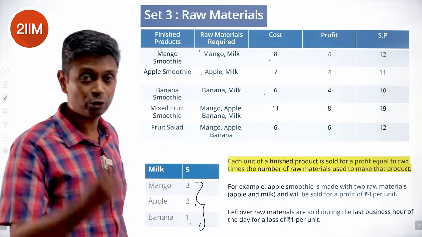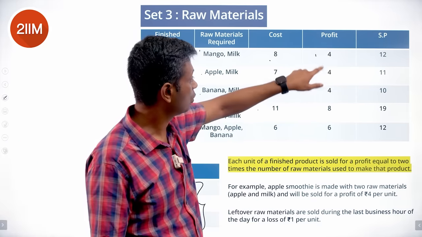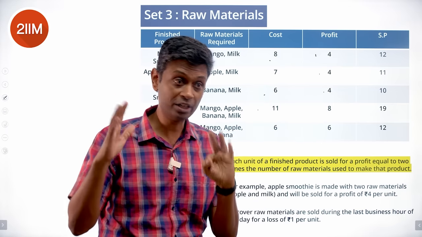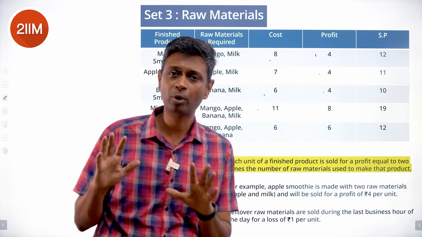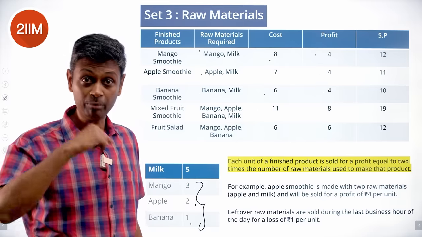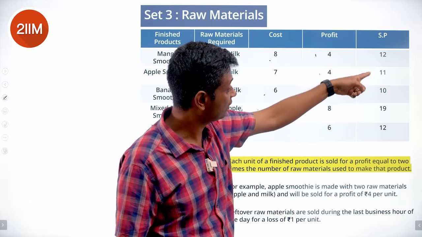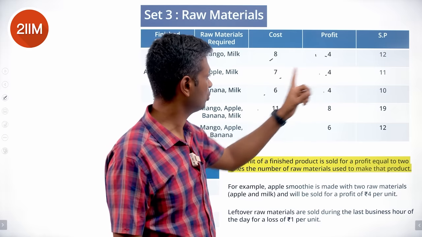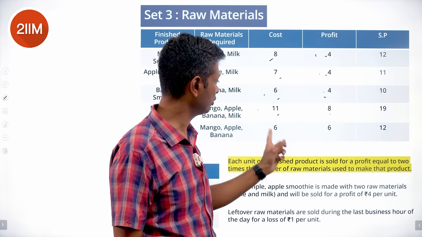These three products have two raw materials each, a profit of 4, 4, 4. This one has four raw materials, a profit of 8. This one has three raw materials, a profit of 6. So selling price is 12, 11, 10, 19, 12. That is 8 plus 4, 7 plus 4, 6 plus 4, 11 plus 8, 6 plus 6.